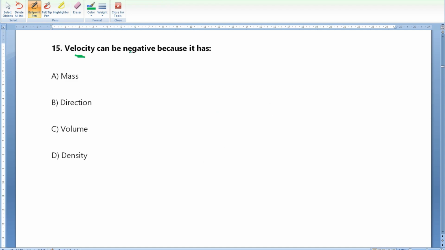Question number 15. Velocity can be negative because it has mass, direction, volume, or density. Which is the correct answer? Velocity is a vector quantity, so it has both magnitude and direction. The negative sign indicates that the object is moving in the direction opposite to the chosen positive direction. So velocity can be negative because it has direction.